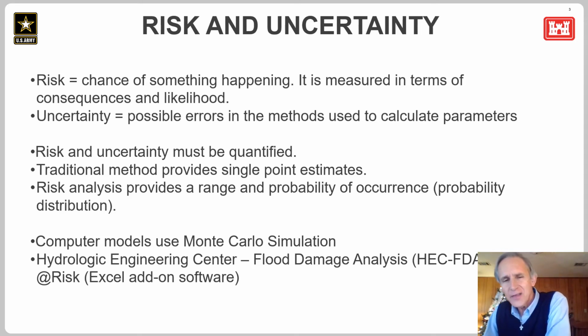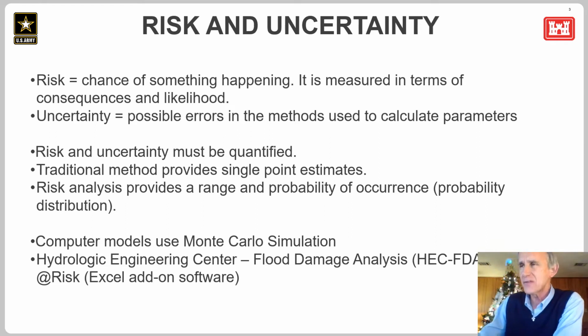Uncertainty is the possible errors in the methods that are used to calculate your parameters. So you know how uncertain you are, because then that leads to risk that something could go wrong in terms of what exactly you produce.